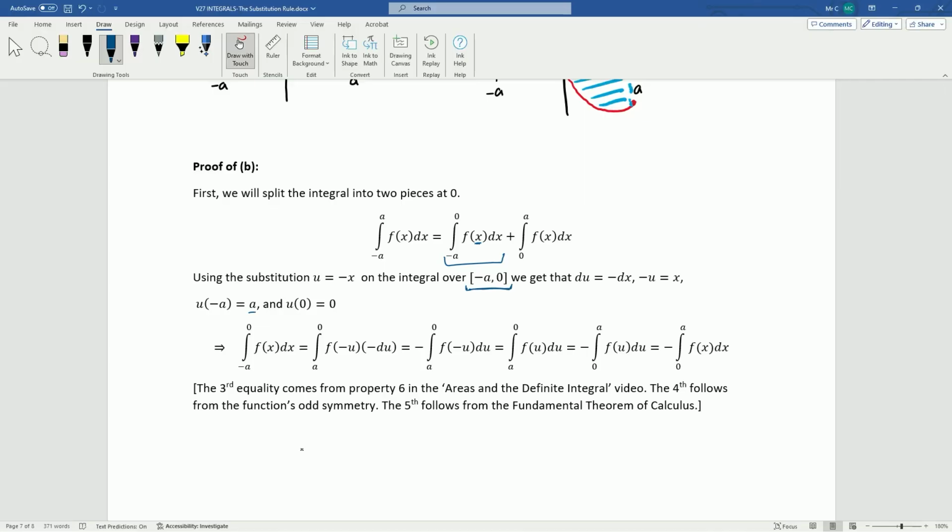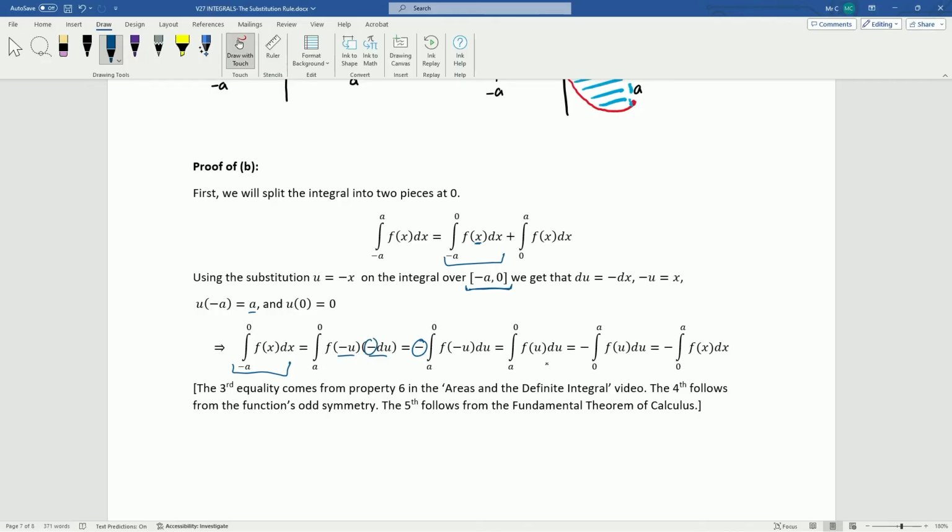So, in other words, here is our left-hand side, this negative a to 0 integral. We're just doing the negative a to 0 part here. I make the substitution. x becomes negative u. dx becomes negative du. My bounds change to a to 0. Now, this next equality is nothing crazy. I just took the negative that I had here and moved it in front of the integral.